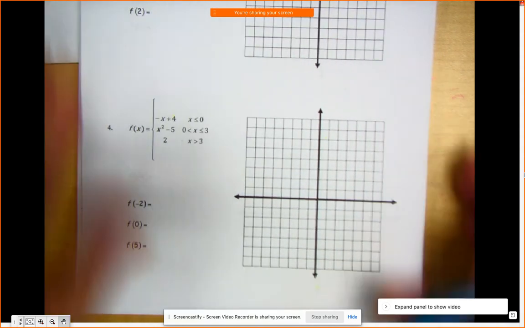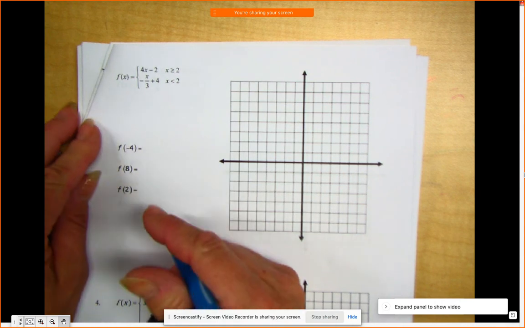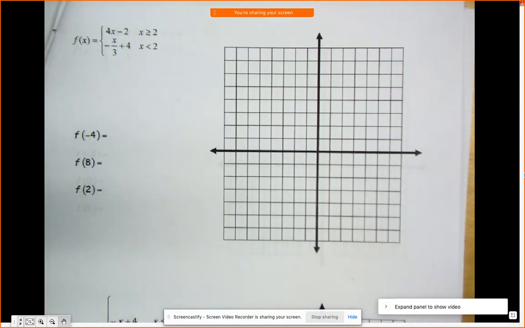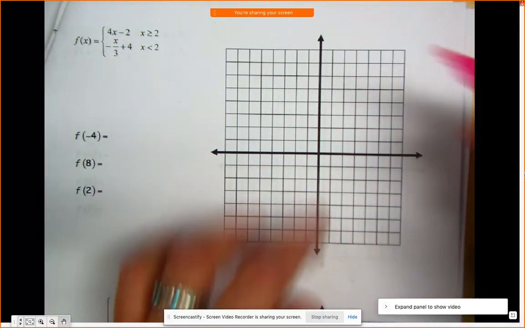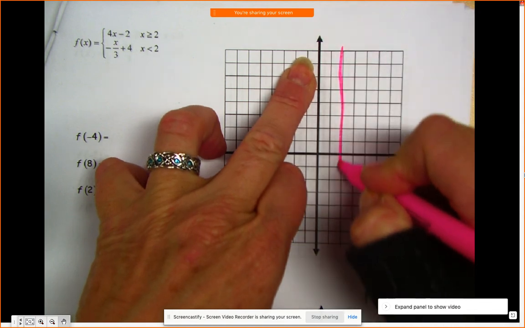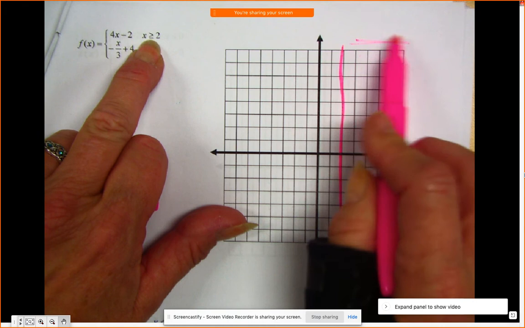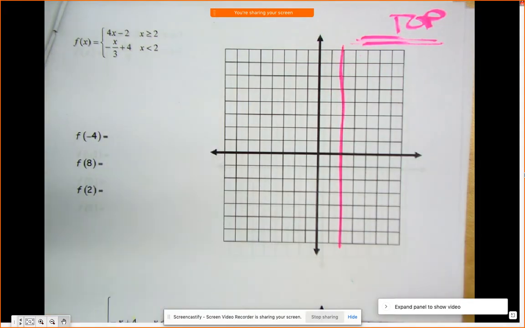Okay, I want to do this one. Okay, boundary line is at 2. Boundary line is at x is 2. Okay, this top one says x is greater than 2, so the top one is going to be graphed over on this side. On the left-hand side is going to be the bottom.